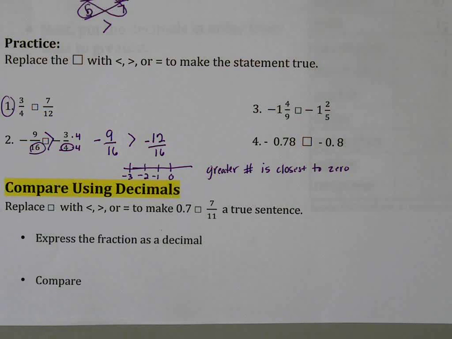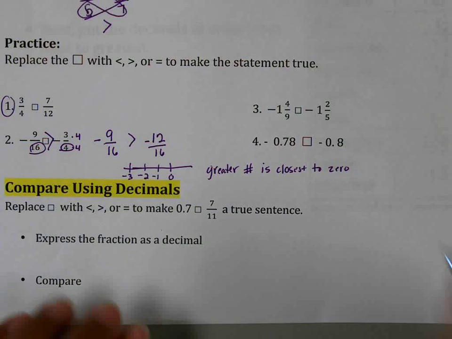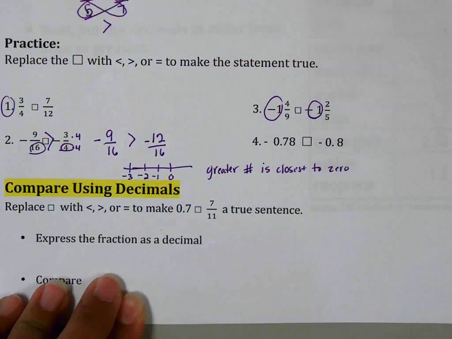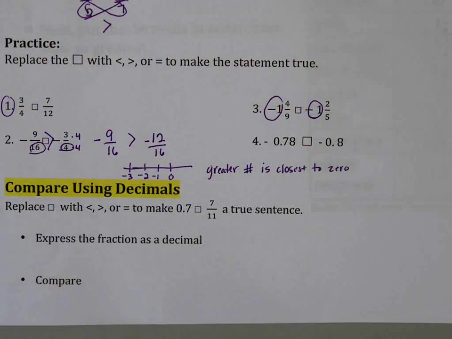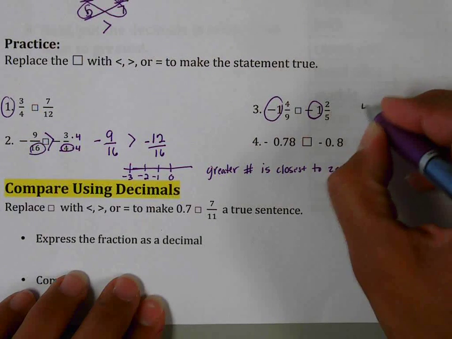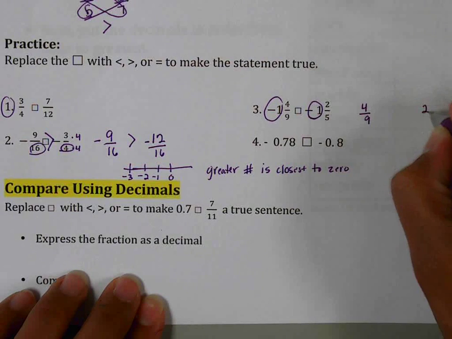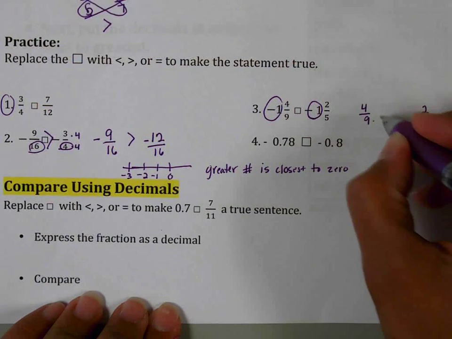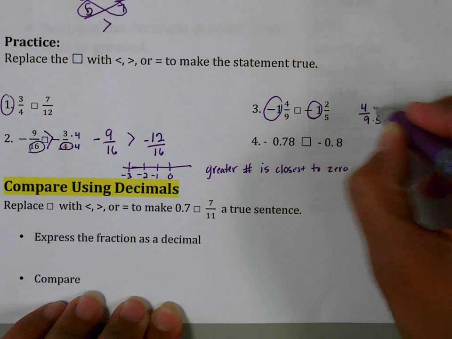I would like for you to pause this and try this problem on your own, and then we'll check it in just a second. Okay, hopefully you had a chance to try this one out. So what we're going to do is leave the whole number, the negative ones, the same. And we're going to just look at our fractions because -1 and -1 are the same. So I'm going to make 4/9 and 2/5 have a common denominator. And our common denominator is 45.